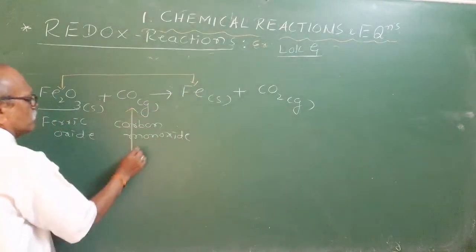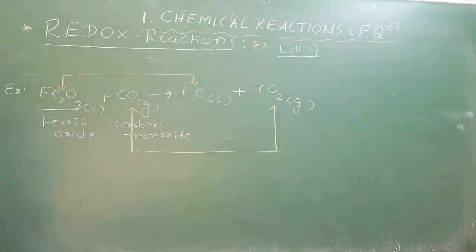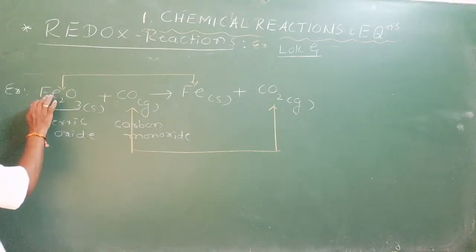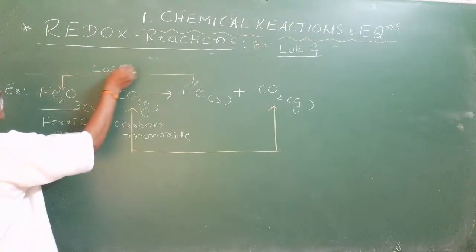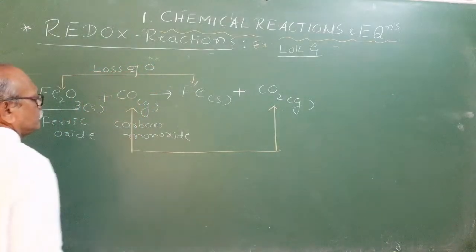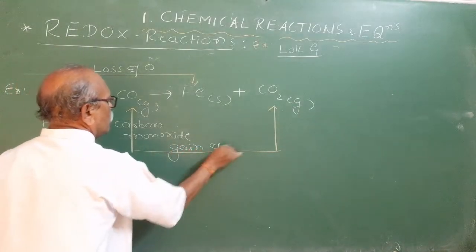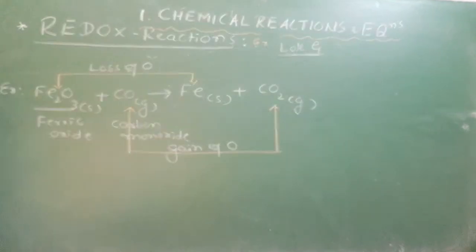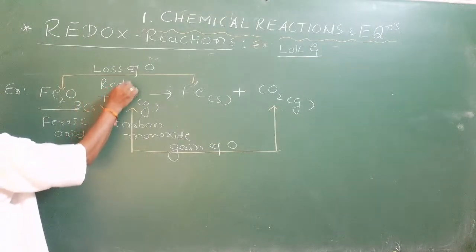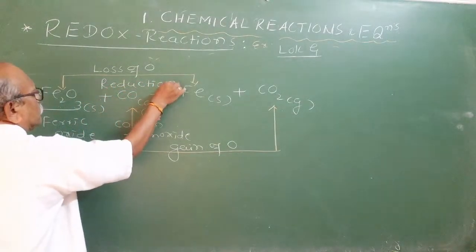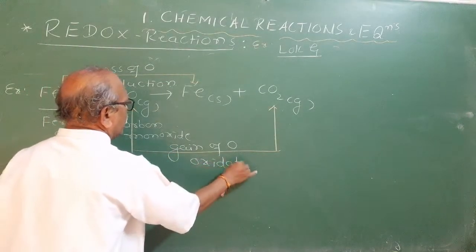Here carbon monoxide is oxidized, converted to CO2, right? Here in this case, what is involved? Fe2O3 is converted into Fe, meaning loss of oxygen. Here, what is happening? Gain of oxygen. Therefore, which is oxidized, which is reduced? Loss of oxygen is called reduction. Gain of oxygen is called oxidation. Now go on writing the 4 answers.